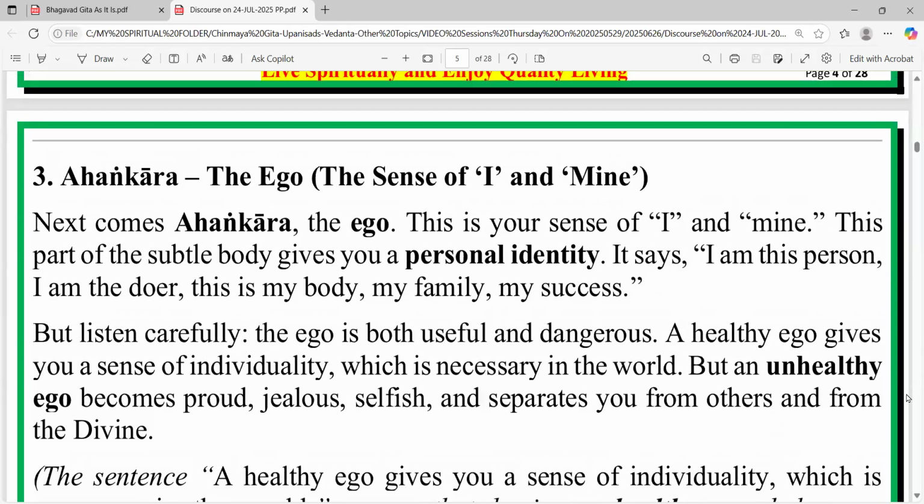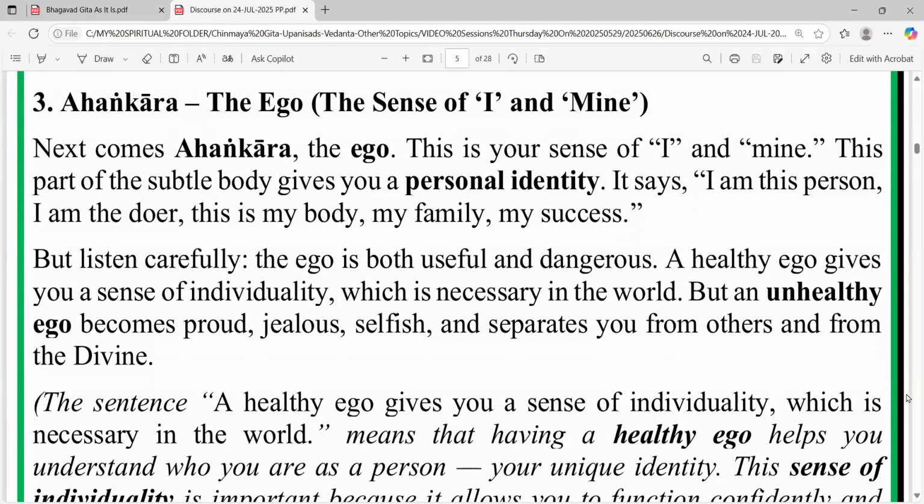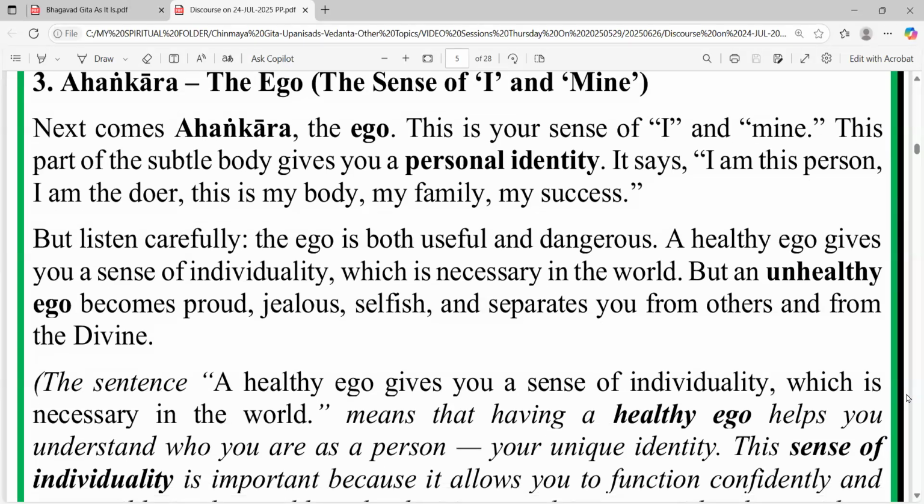Number three, ahankar. Next comes ahankar, the ego. This is your sense of I and mine. This part of the subtle body gives you a personal identity. It says, I am this person. I am the doer. This is my body, my family, my success.